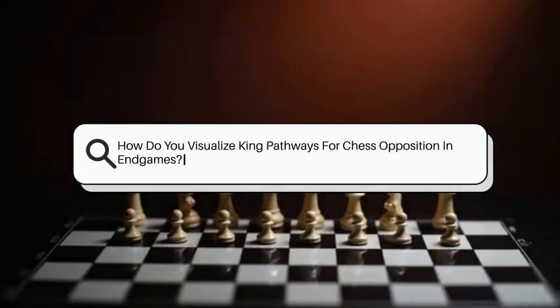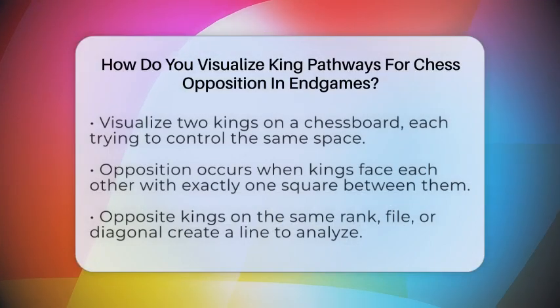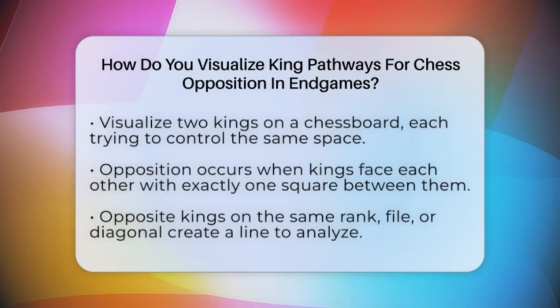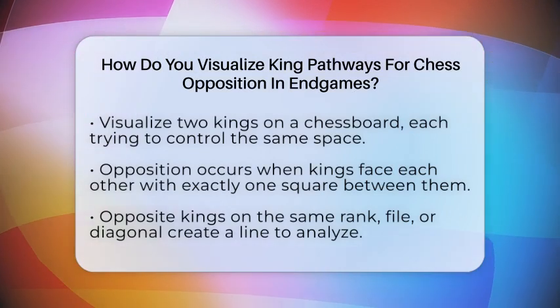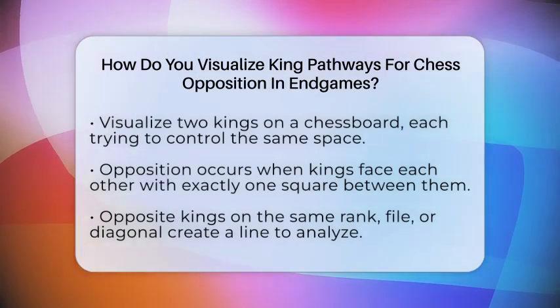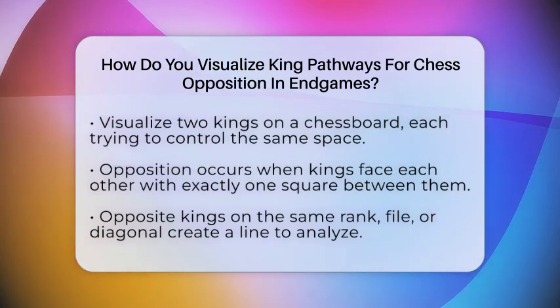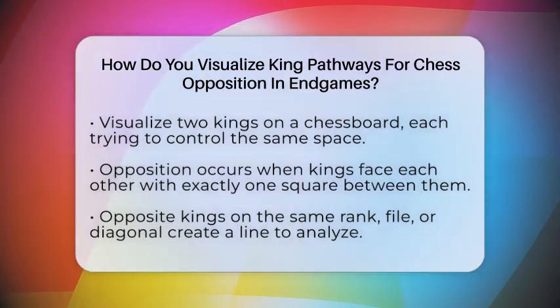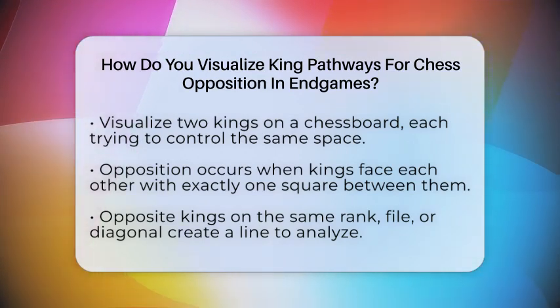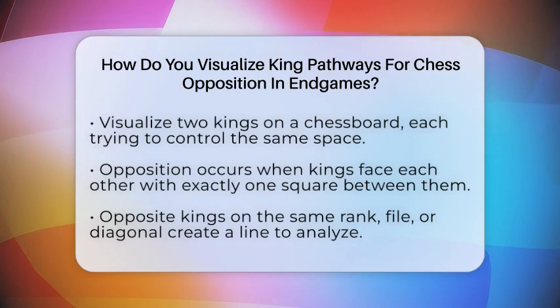How do you visualize king pathways for chess opposition in endgames? Imagine two kings standing on a chessboard, each trying to control the same space. Visualizing their pathways is like watching a dance where each step matters. Opposition happens when the kings face each other on the same line with exactly one square between them. This setup forces the opposing king to move first, giving you control over the game's flow.